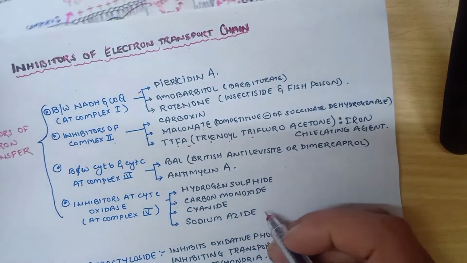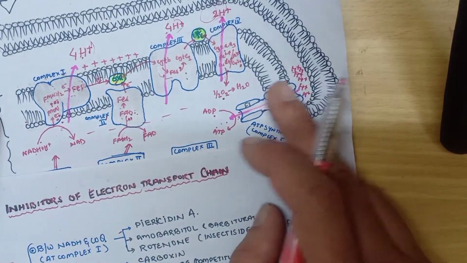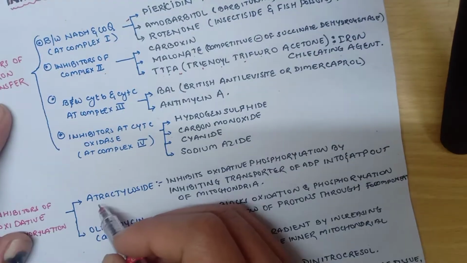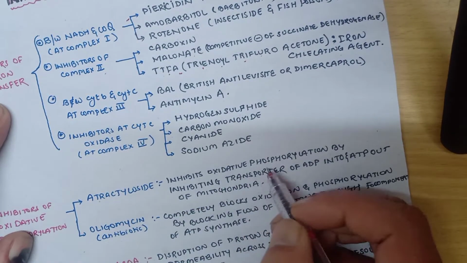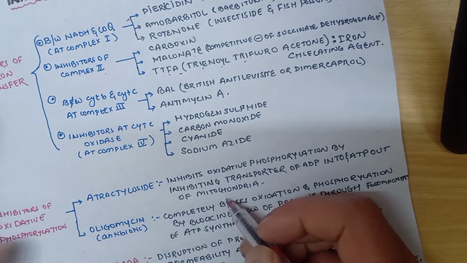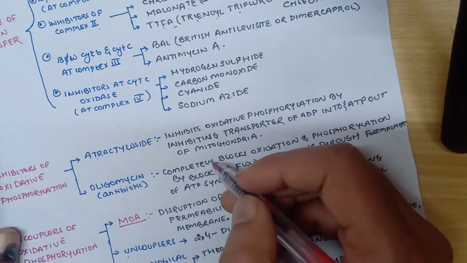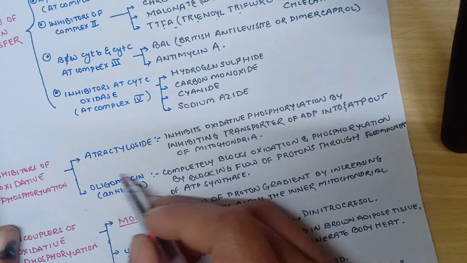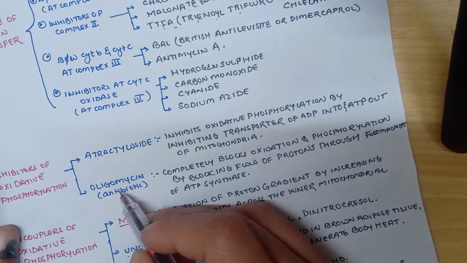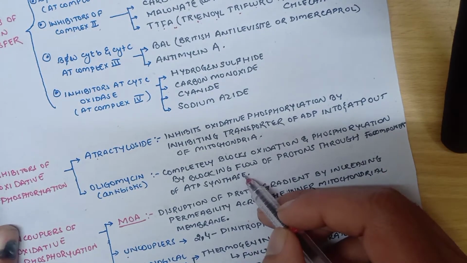Now coming to inhibitors of complex 5. These are the inhibitors of oxidative phosphorylation. So they are atractyloside, which will inhibit oxidative phosphorylation by inhibiting the transfer of ADP into and ATP out of the mitochondria. And the other is the antibiotic oligomycin. This oligomycin will completely block oxidation and phosphorylation by blocking inflow of protons through the F0 component of ATP synthase.